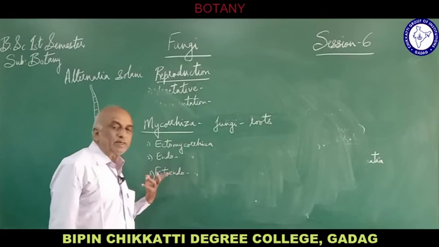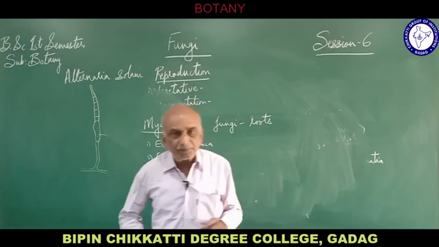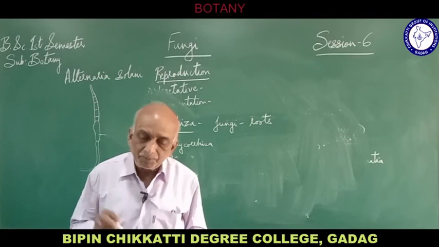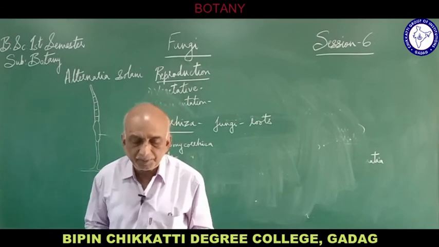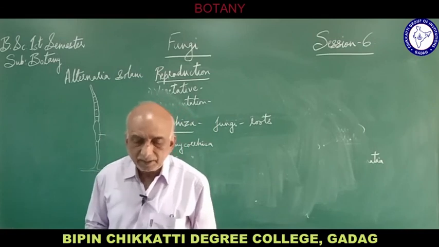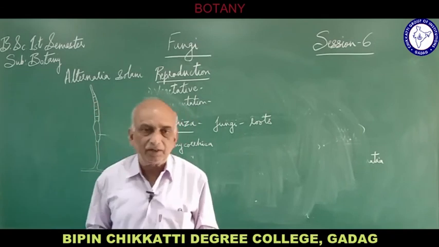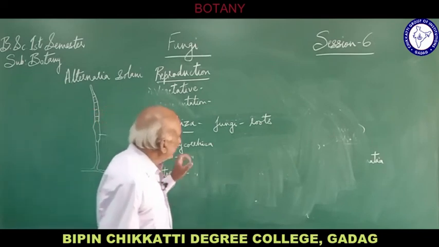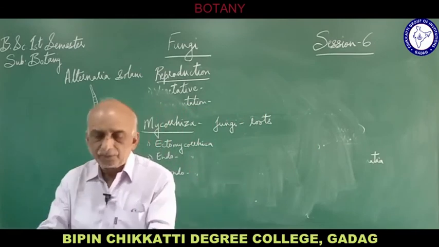When both types of hyphae are present, it is called ectendomycorrhiza. Some of the hyphae are ectomycorrhiza, some are endomycorrhiza. It is the combination of ecto and endomycorrhiza, and here the fungal hyphae form a sheath at the surface, and within the root they are intercellular and also intracellular. That is called ectendomycorrhiza. So this is one small association which is related to fungi, and that is about the study of lichens.